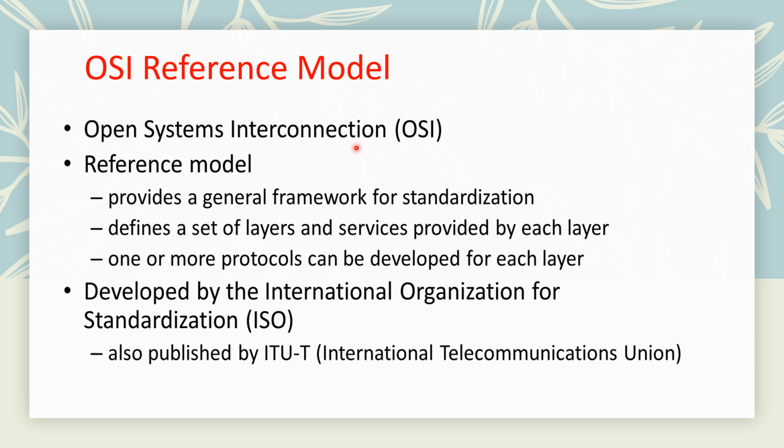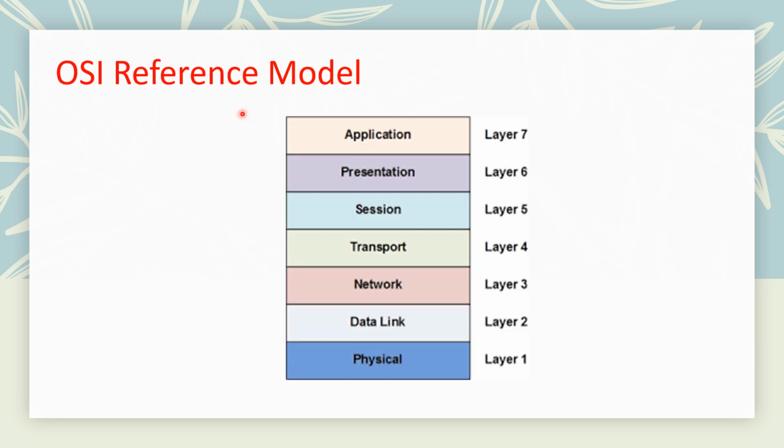The Open Systems Interconnection Reference Model is a conceptual framework developed by the International Organization for Standardization to standardize and simplify network communication. It divides the complex process of network communication into seven distinct layers, each with its functions and responsibilities. From bottom to top, the seven layers of the OSI model are physical layer, data link layer, network layer, transport layer, session layer, presentation layer, and application layer.